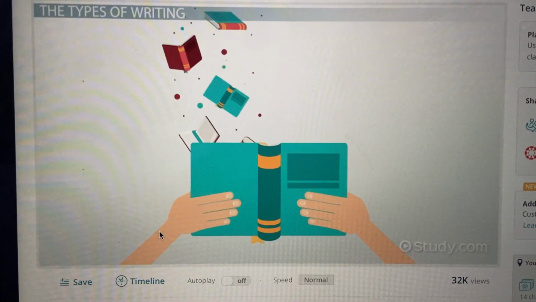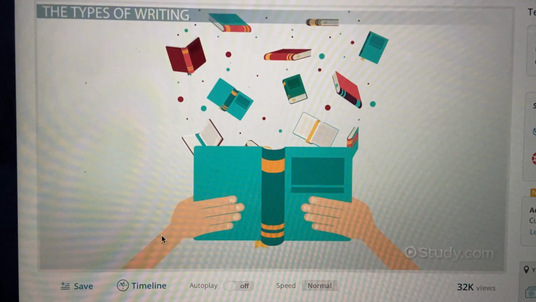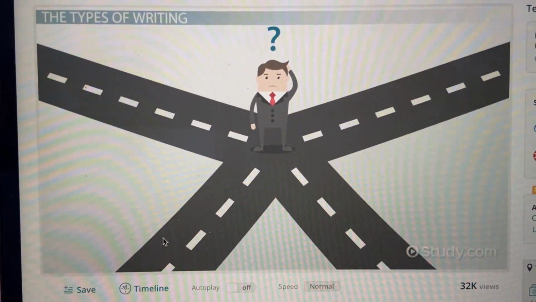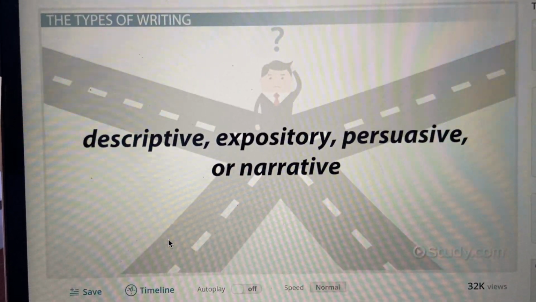Whether it be fiction or nonfiction, once you have chosen what you want to talk about and who you are writing for, you need to decide which of the 4 writing avenues to take: descriptive, expository, persuasive, or narrative.